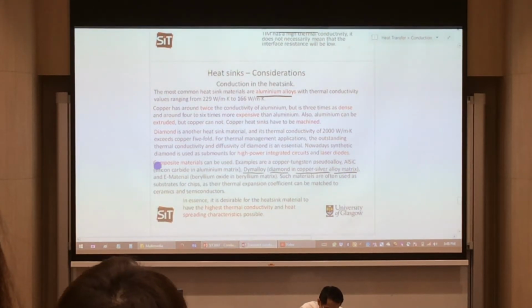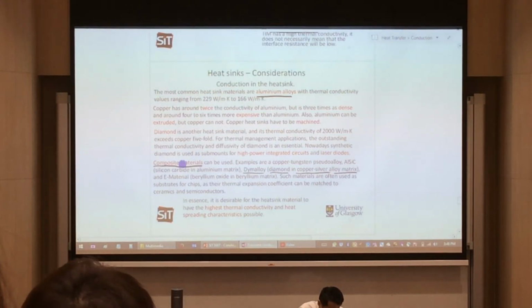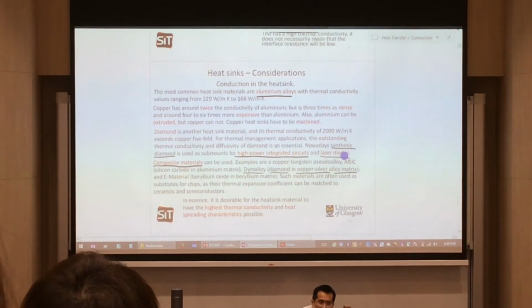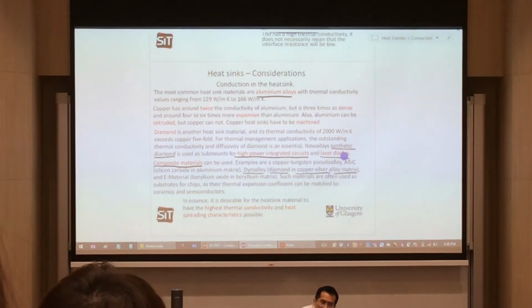What we could find are composite materials or synthetic diamonds. And usually those are for the cases of high power IC circuits, or in the case of a laser, those high power lasers, you would want to use synthetic diamond as your cooling fins to conduct the heat away.